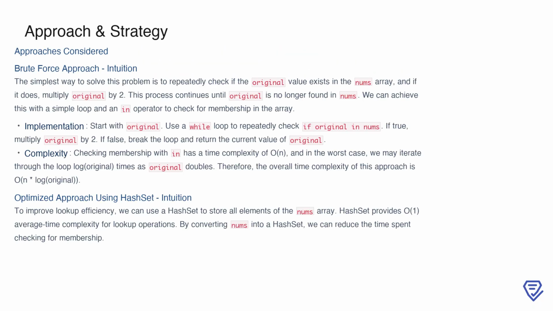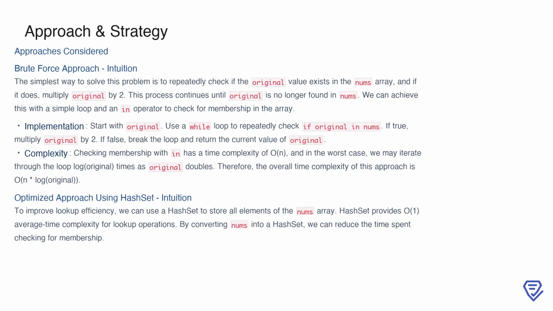To begin solving this problem, we first consider the brute force approach. The idea here is straightforward: start with the value of original and continue multiplying it by 2 as long as it exists in the nums array. You can implement this using a simple while loop where you repeatedly check if original is in nums using the in operator. If it is, you double the value of original. If it isn't, you exit the loop and return the current value of original.